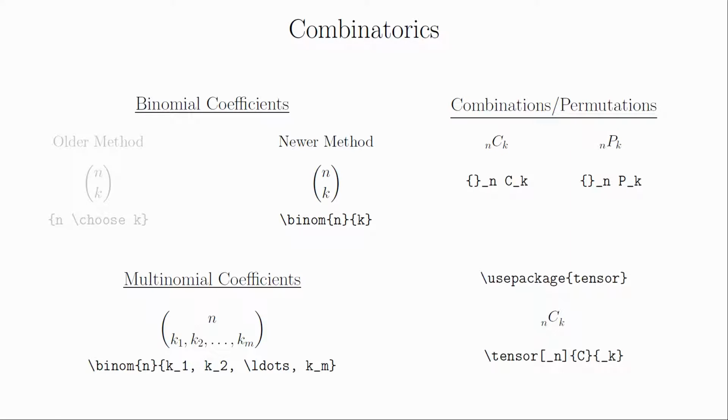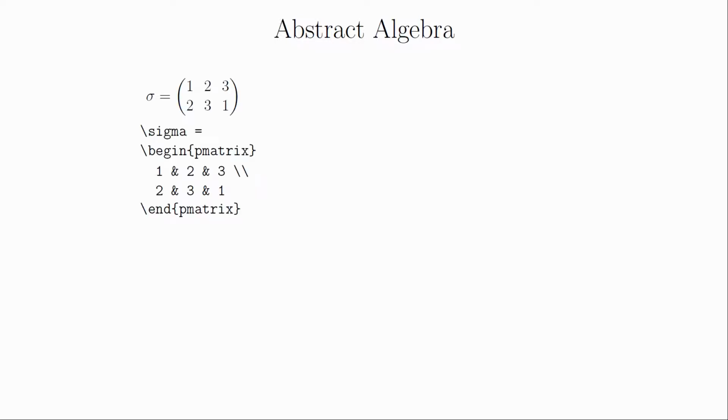The tensor package has a way of doing prescripts, but it's really designed for much more complicated notation. I think it ends up being overkill for this situation. Abstract algebra has a lot of notation, but it turns out that you've seen most of it already. For example, the two-line notation for permutations is just a pmatrix. Some people may try to cram all the code into a single row, but I'm a proponent of using spacing to make the code easier to read.